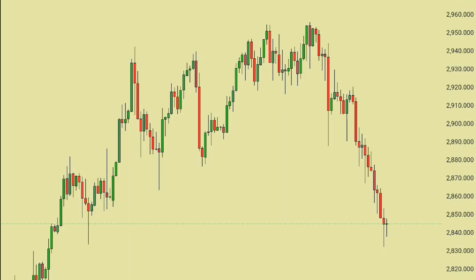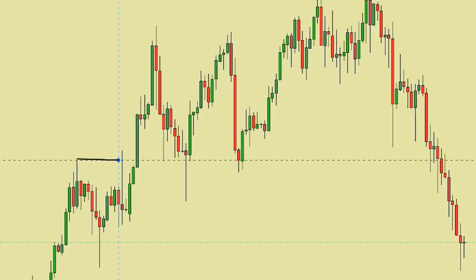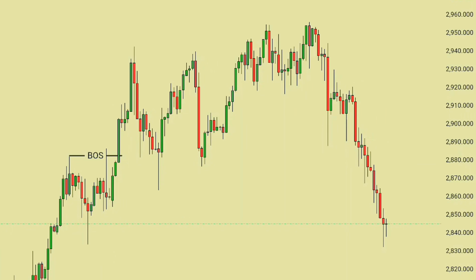Price was respecting this level multiple times, which tells us that sellers were defending this area. The market was in a controlled movement until this point. Now pay attention to what happens next. Price breaks above that previous high with strong momentum. This is important because a true break of structure is not a weak push. It is a decisive move that clearly closes above the level.